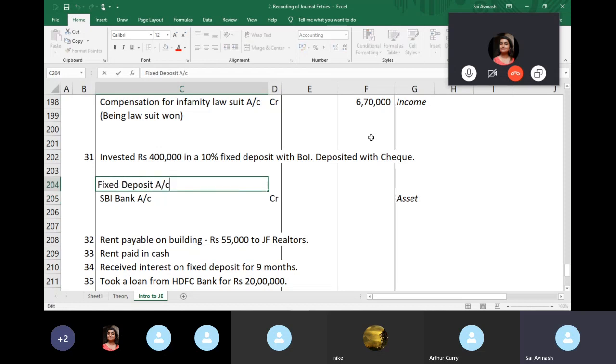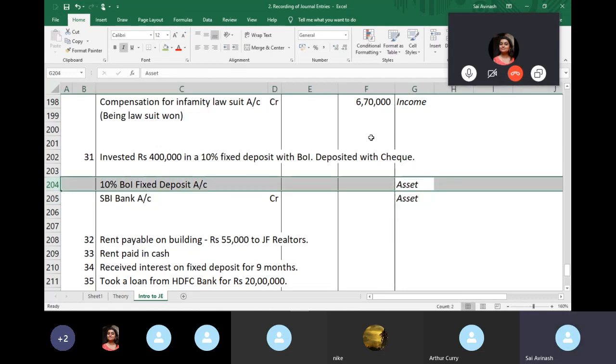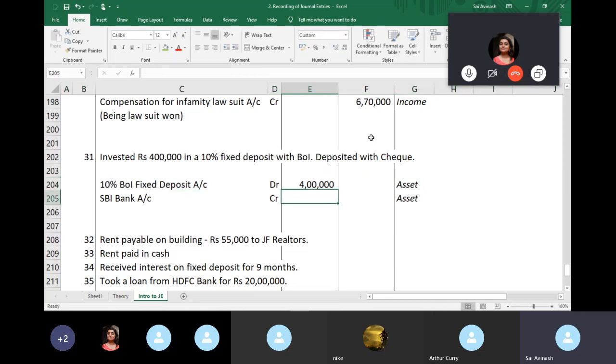A fixed deposit is an account. I can even call it 10% BOI fixed deposit, right? And it's also an asset because I'm going to be receiving interest in the future from the asset. And I will also receive the 4 lakhs at a future point of time once it matures. So it's an asset I hold with me. And the asset is increasing, it's getting created from zero value, it becomes 4 lakhs. So asset increases, you debit 4 lakhs, right?